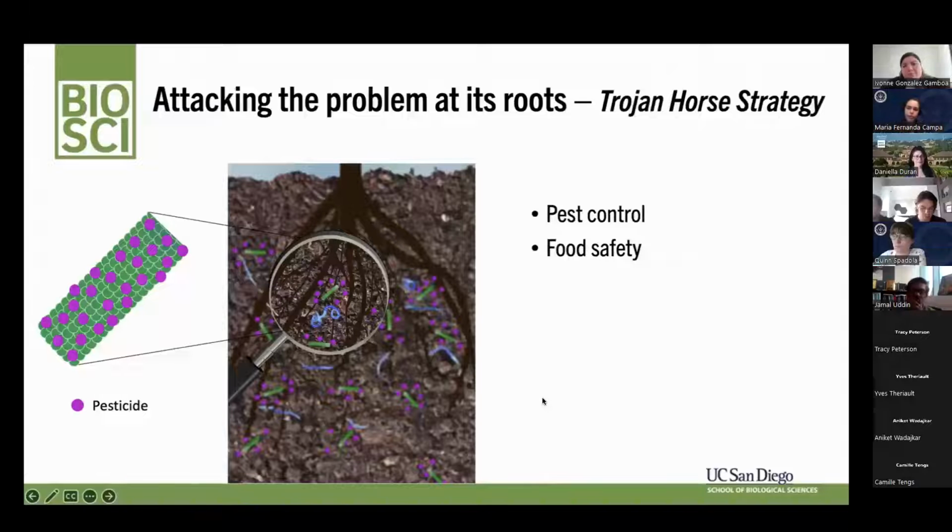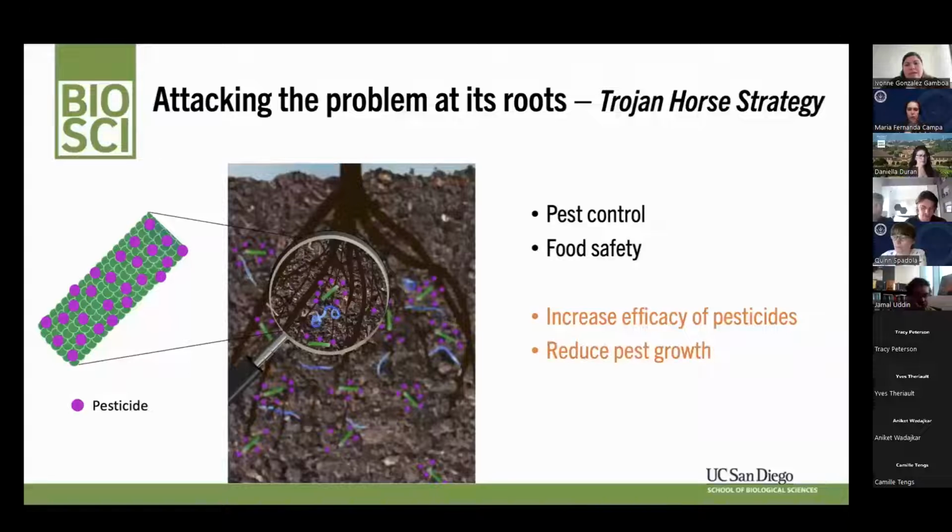So with this strategy, we're trying to have pest control but also ensure food safety, because we wouldn't be using the amounts of pesticide that are currently being used. We would just be using the amounts necessary to get this pest control. So we would be increasing the efficacy of the pesticide by using this nanoparticulate form, and we'd also be reducing pest growth and reducing the risk of residual chemicals along the way. So this is mostly the part that we're doing.